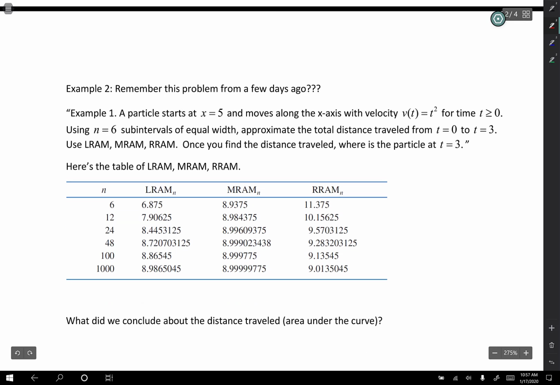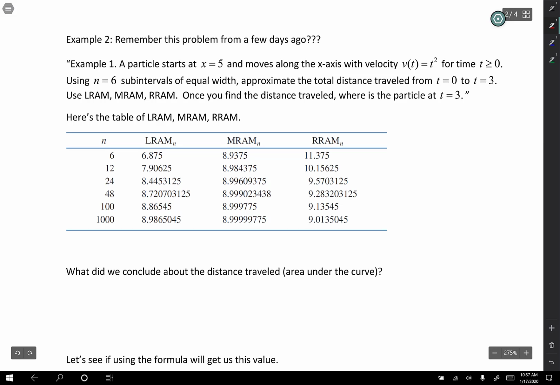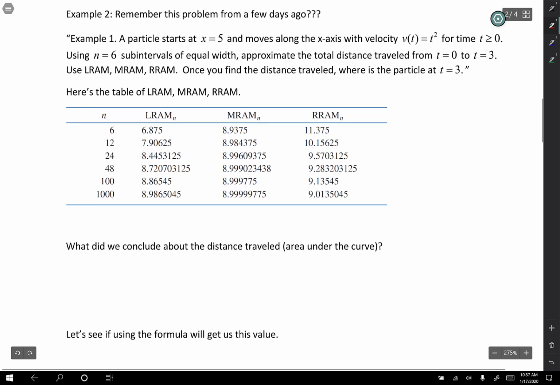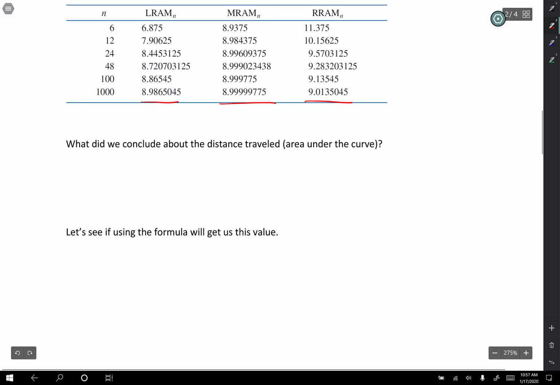All right. So this question, I hope you guys remember it from a while ago. Was it like three days ago, or was it last week? I don't remember. It was from a while ago. We found the area under the curve of t squared doing LRAM, MRAM, and RRAM, and then we let the number of rectangles go to infinity. And then we concluded, what did we conclude? That the area under the curve is approaching 9. Does that make sense?